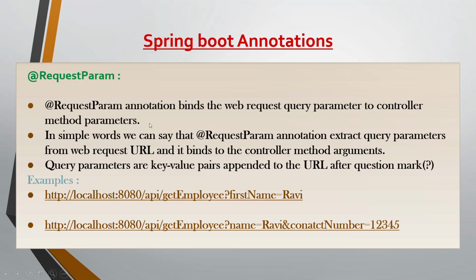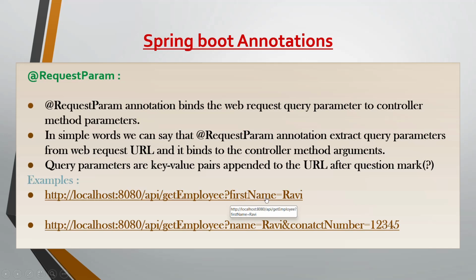In simple words, we can say that this @RequestParam annotation extracts query parameters from the web request URL and binds them to the controller method arguments, meaning controller method parameters. These query parameters are key value pairs appended to the URL after the question mark. Let's see the examples. http://localhost:8080 is the host, /api/getEmployee is the path, and after the question mark we can see the request param present in the URL path.